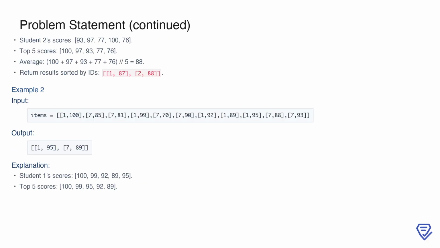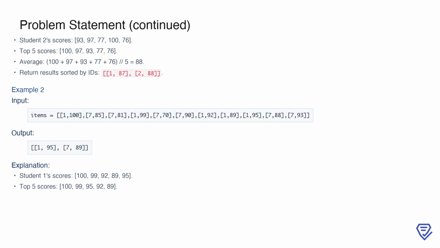Now, let's consider another example. If the input is items equals [[1,100],[7,85],[7,81],[1,99],[7,70],[7,90],[1,92],[1,89],[1,95],[7,88],[7,93]], we have scores for students 1 and 7. For student 1, their scores are 100, 99, 92, 89, 95. Out of these, the top 5 scores are 100, 99, 95, 92, 89. The average of these scores is 100 plus 99 plus 95 plus 92 plus 89, //5, which equals 95.